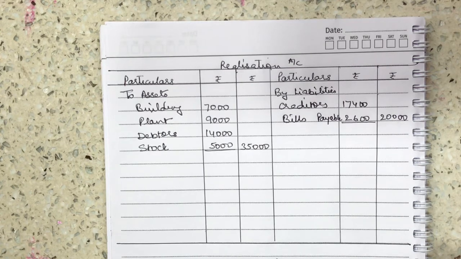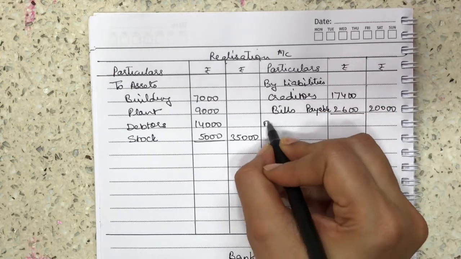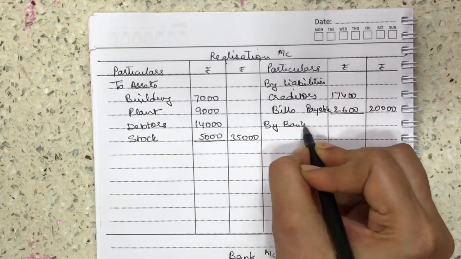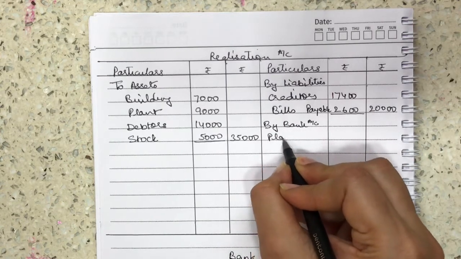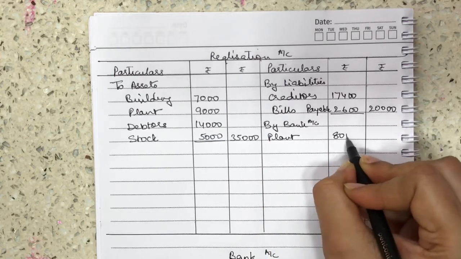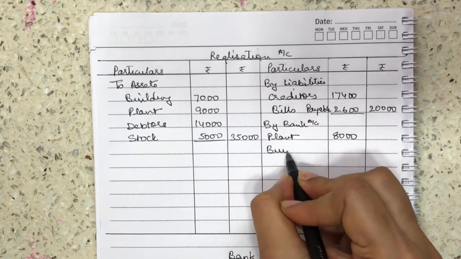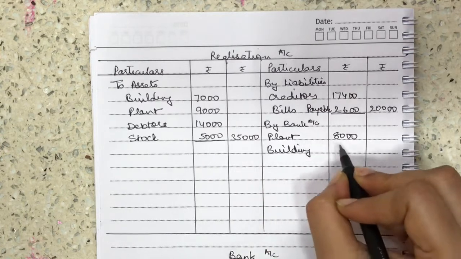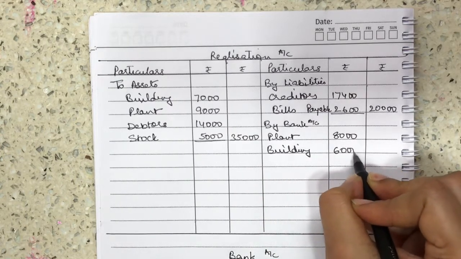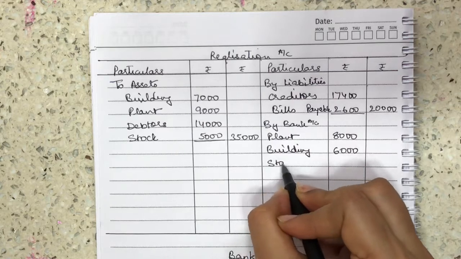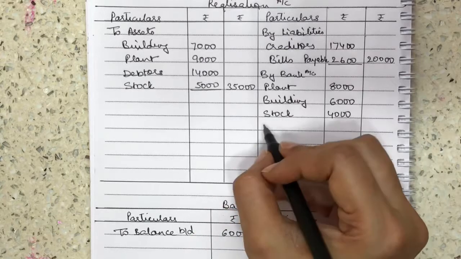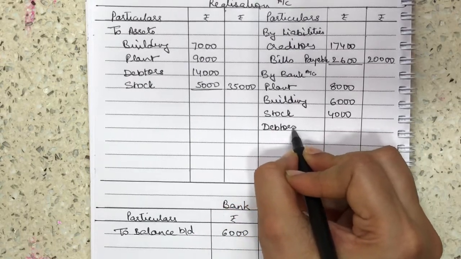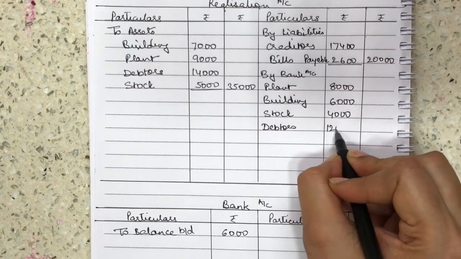So what is the journal entry? Bank account debit to realization account. So I will write it here. By bank account, and write all the amounts individually. Plant, it's given as 8,000. Building is 6,000. Stock is 4,000. And debtors is given to us as 12,000.